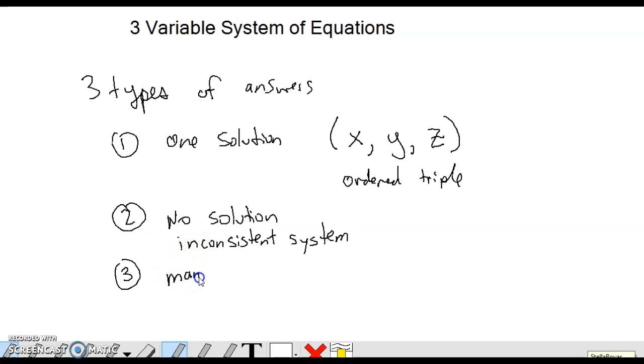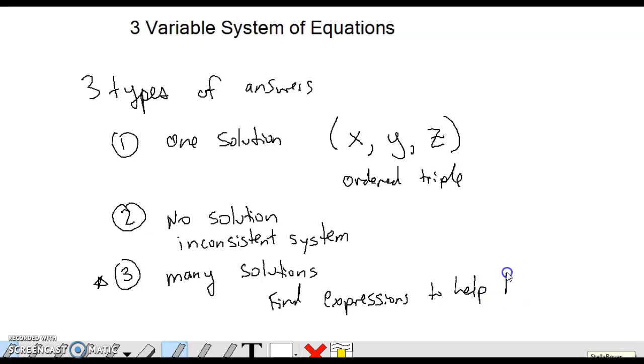And then finally, there are many solutions. What makes many solutions a little bit harder is that we actually want to find out how to get the ordered triples. On this kind of problem, we're going to find expressions to help figure out all the ordered triples. Okay, so those are the three types of answers.